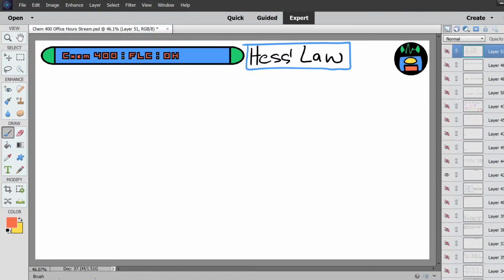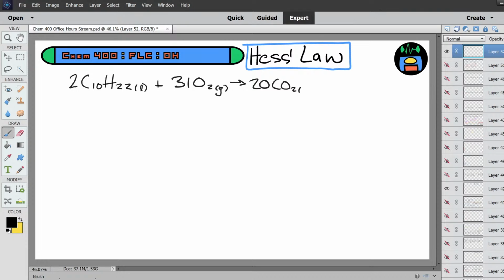All right. So we want to calculate the delta H for this reaction. We've got 2 moles of C10H22, which is a liquid, reacting with 31 moles of O2. This produces 20 moles of carbon dioxide and 22 moles of liquid water. And we want to know what this delta H is.